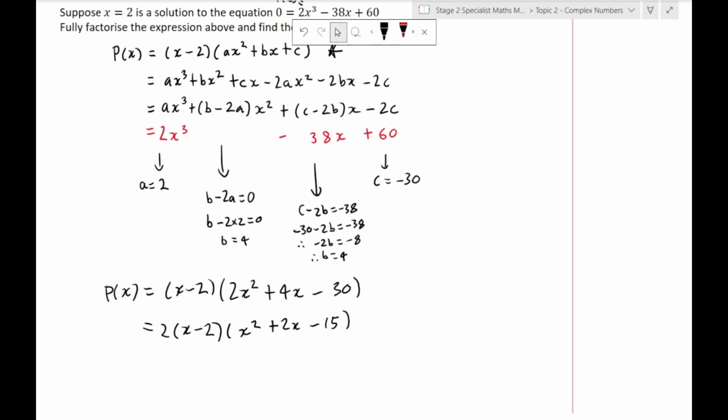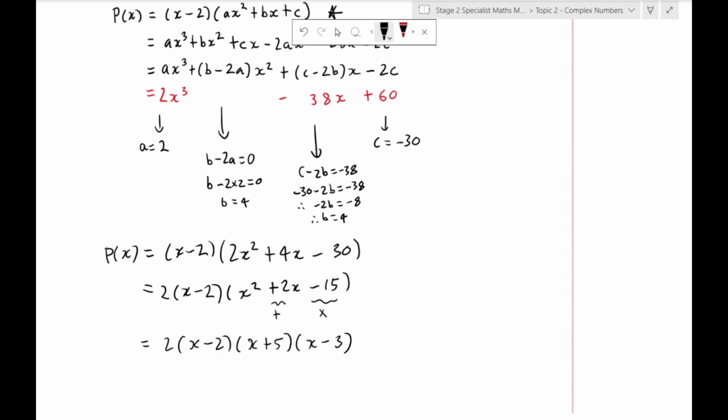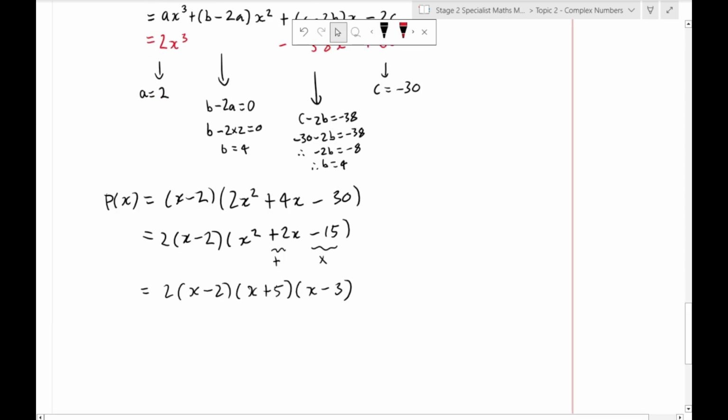And then I could use sum and product on here. So what two numbers would multiply to give me minus 15, and add to give me 2? I reckon I can think of those two numbers. I reckon they are positive 5 and negative 3. I reckon those two would work. So our solutions to 0 equals this are going to be x equals 2 from that first bit, x equals minus 5 from that second bit, and x equals positive 3 from that third bit. Done. And if you graph that polynomial, you would see those are your 3 x-intercepts as well.